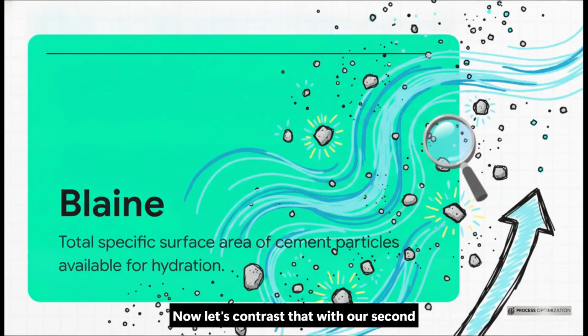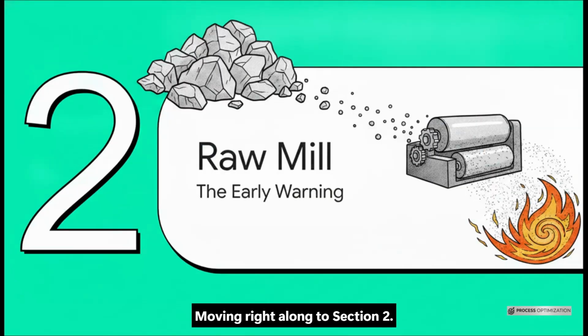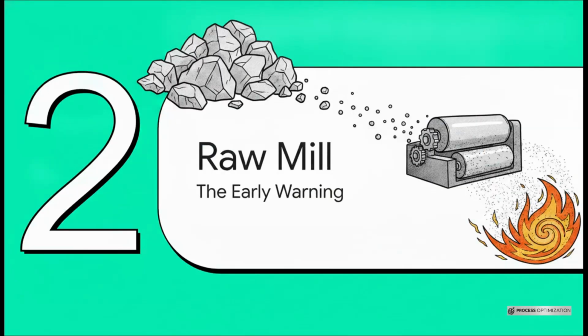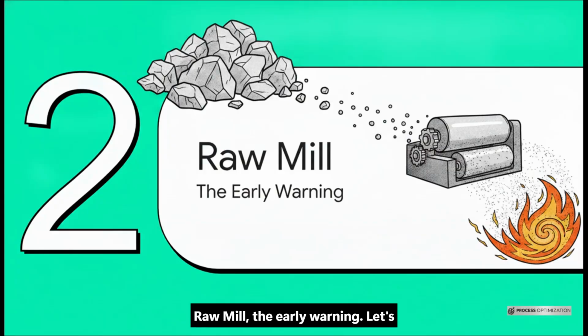Now, let's contrast that with our second metric, Blaine. While residue is looking for the big chunks, Blaine measures the total specific surface area of the particles. And why does surface area matter? Because hydration, you know, that chemical reaction that happens when cement actually meets water? That starts at the surface. Finer particles mean a higher total surface area exposed to the water, which translates to much faster hydration and better early strength.